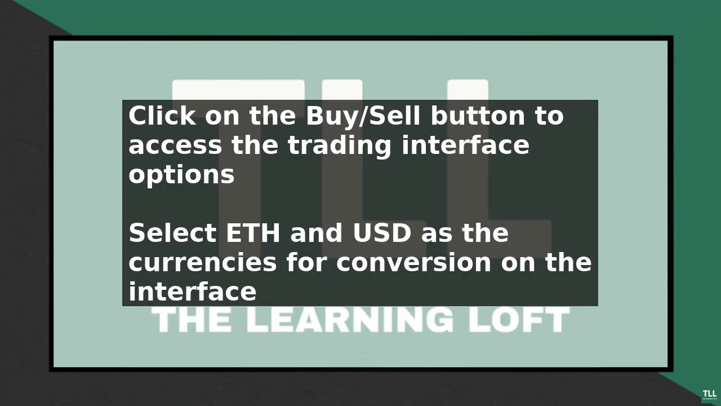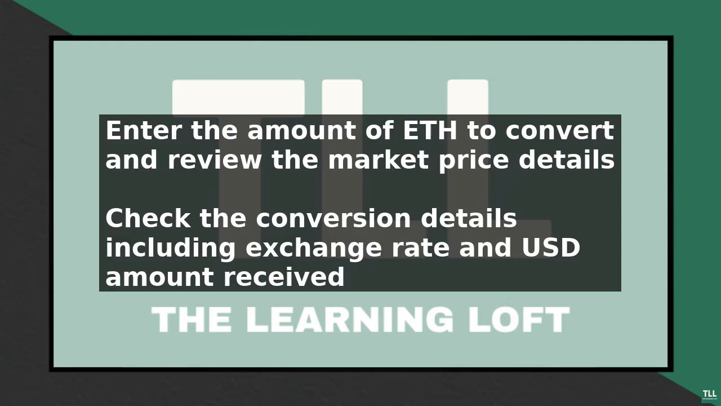If you enter the amount in ETH, Coinbase will automatically calculate the equivalent amount in USD based on the current market price. Review the conversion details to ensure that everything is correct. This includes the amount of ETH you are converting, the exchange rate, and the amount of USD you will receive. Once you are satisfied with the conversion details, click on the Convert button to initiate the transaction.